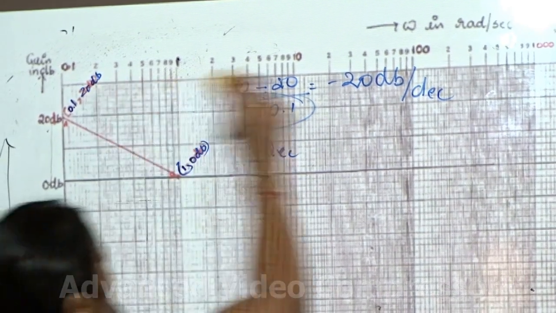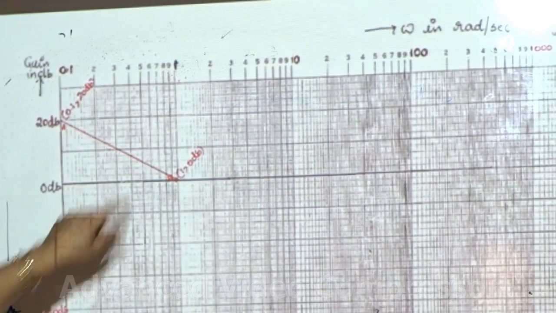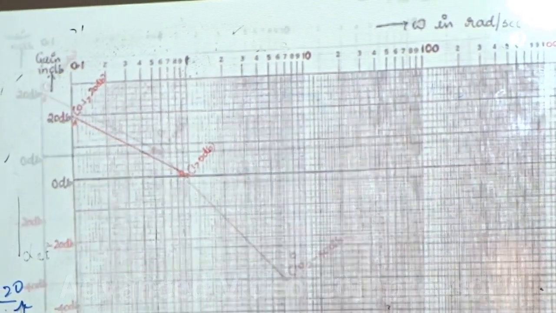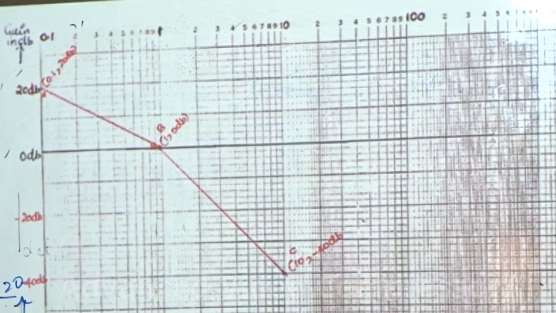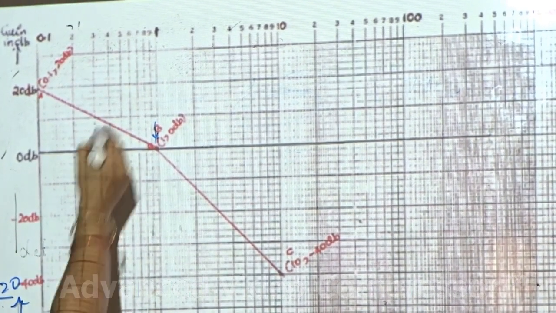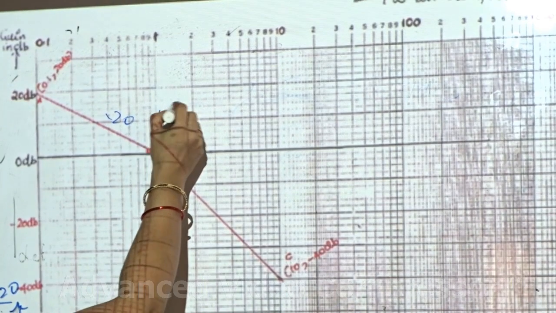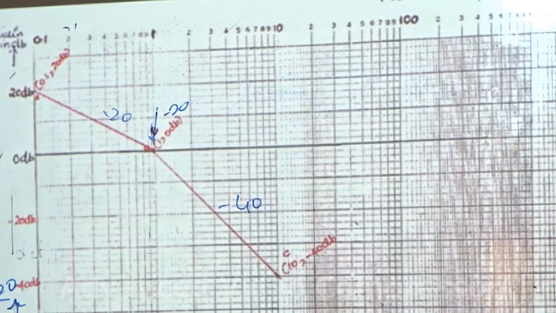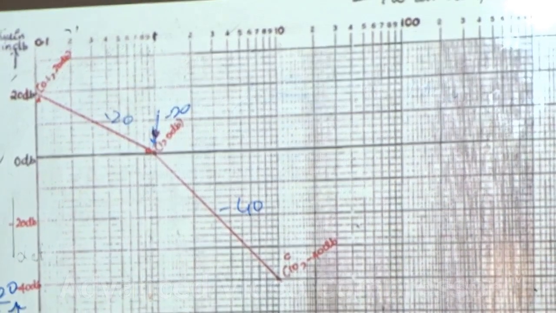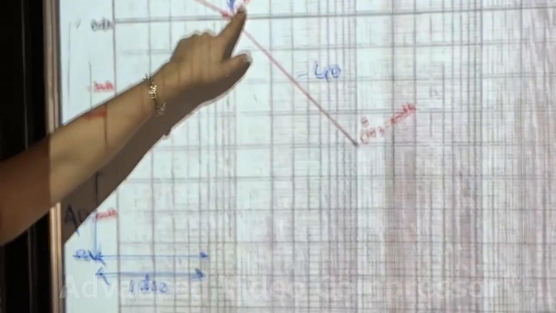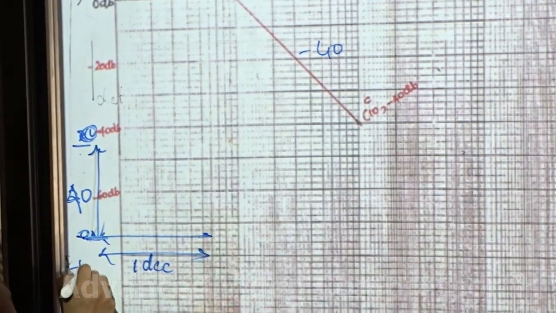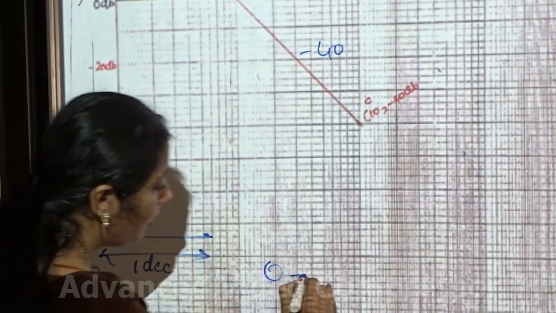Now we can stop here because the first corner frequency we get is 1. Next, from 1, there is a pole which gets added at 1. First of all, this is at minus 20. When you add an extra minus 20, the slope has to become minus 40. This is at 0 dB. Now it has to be 40 over 1 decade. So if the difference has to be 40 and this is at 0, this point should be at minus 40.